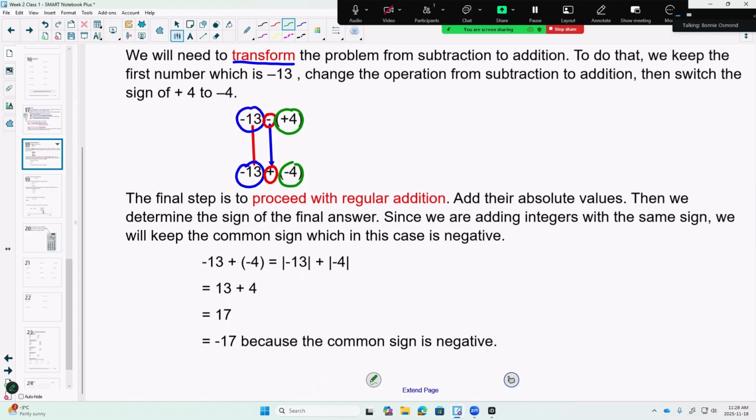And then we proceed with regular addition. So now we've got a negative 13 plus a negative 4. We don't have to worry about absolute values really because they're both negative, which means our answer is going to be negative. And 13 plus 4 is 17, so our answer is negative 17.